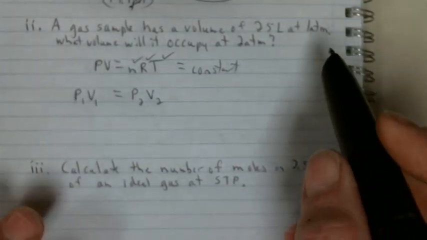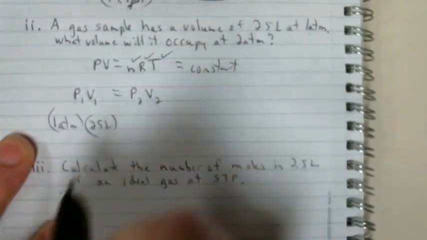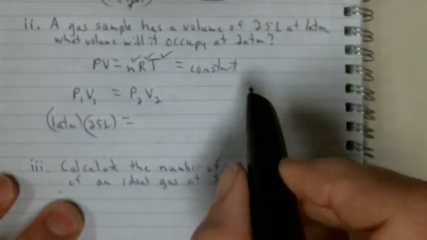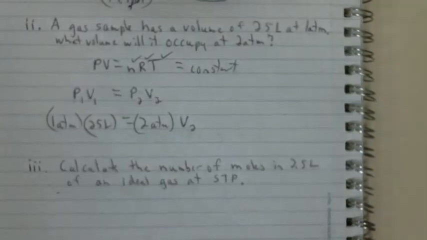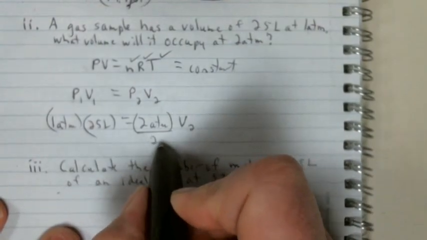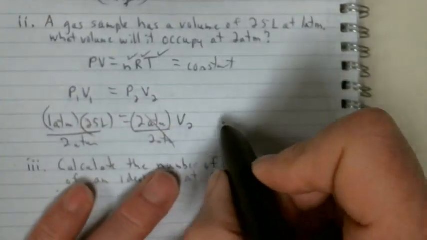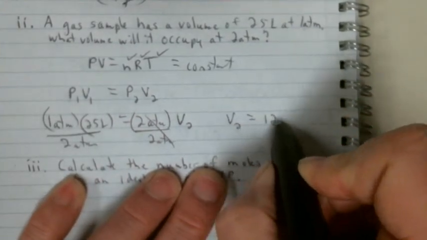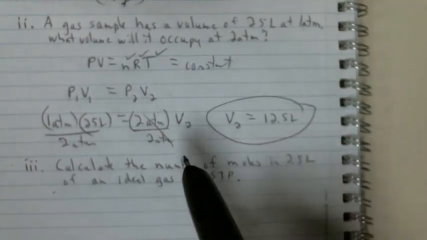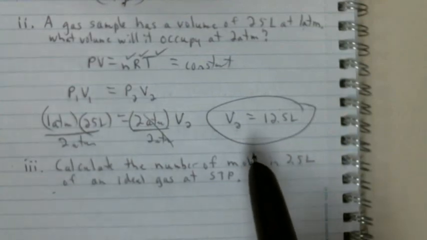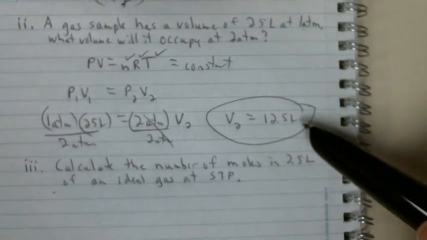All right, so let's plug it in and see what we get. So we get 1 atmosphere times the volume of 25 liters equals 2 atmospheres times the volume we're looking for, volume 2. So when we solve this, we're just dividing through by 2 atmospheres, and that cancels. And so volume 2 is going to be half. I don't even need a calculator for that. 12.5 liters. So it's going to be half what it was. So these are inversely proportional: as one goes up, the other one goes down, and that's the way it should work. We've doubled the pressure, and so it squeezes down, and the volume should be smaller.